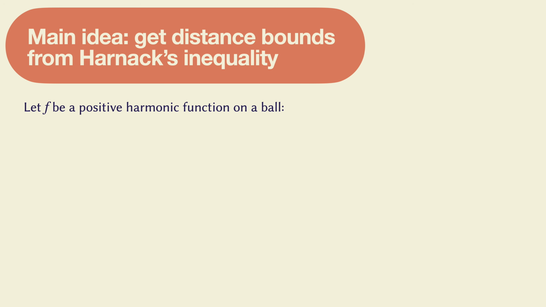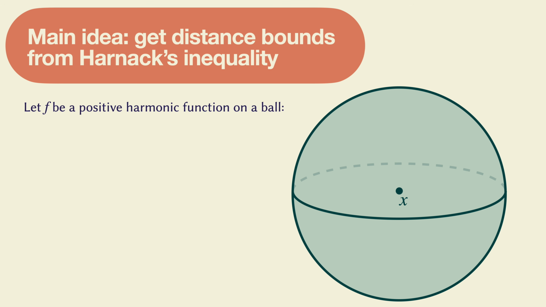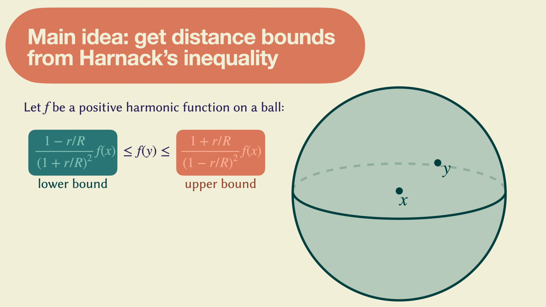The main idea of our algorithm is to get distance bounds from something known as Harnack's inequality for harmonic functions. If you have a positive harmonic function f on a ball centered at a point x, then for any other point inside this ball, Harnack's inequality gives us bounds on the value that our function can take. And the particular form is really not important here. I just want you to see that we have these lower and upper bounds, depending on the radius big R of the ball, and the distance little r between our 2 points.